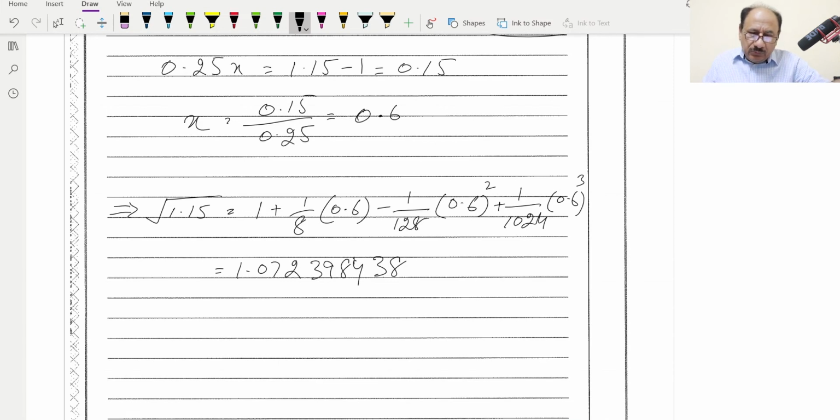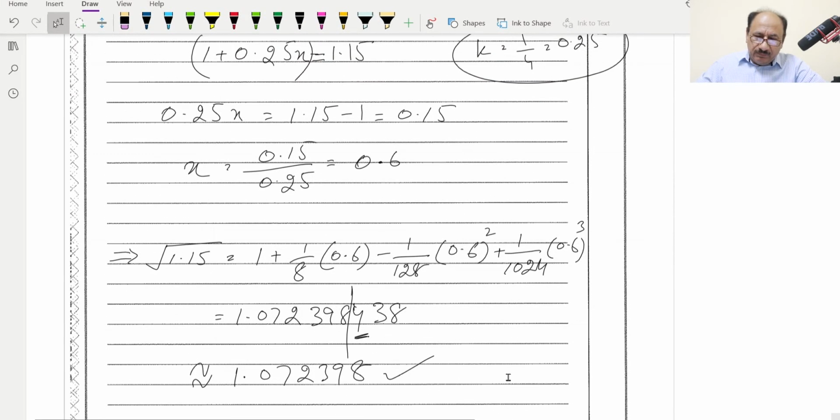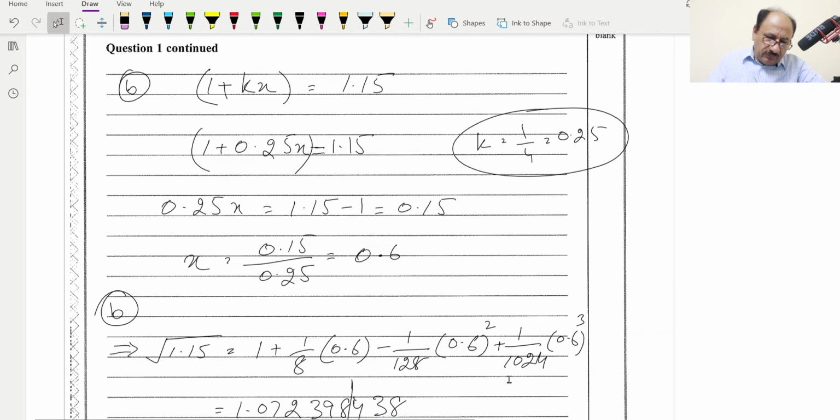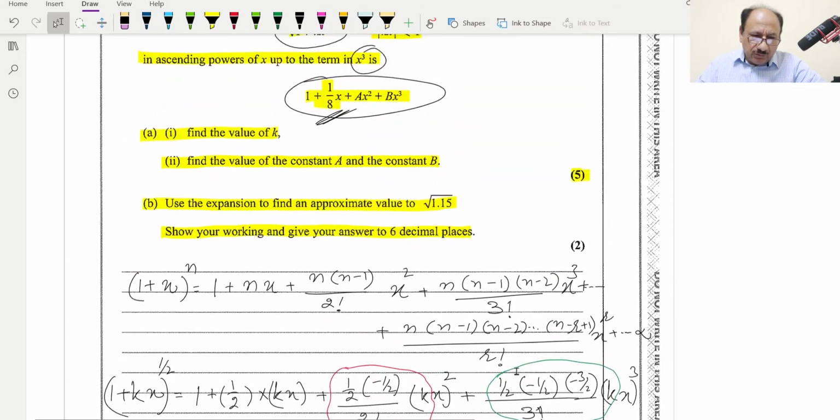So up to 6 digits, we will remove this one, so 6 decimal places. So this digit is 4, which is less than 5, so our rounded answer will be 1.072398. This will be our final answer for this b part. The b part starts from here. No, sorry, the b part we have written already, it's starting from there. So this is also done.